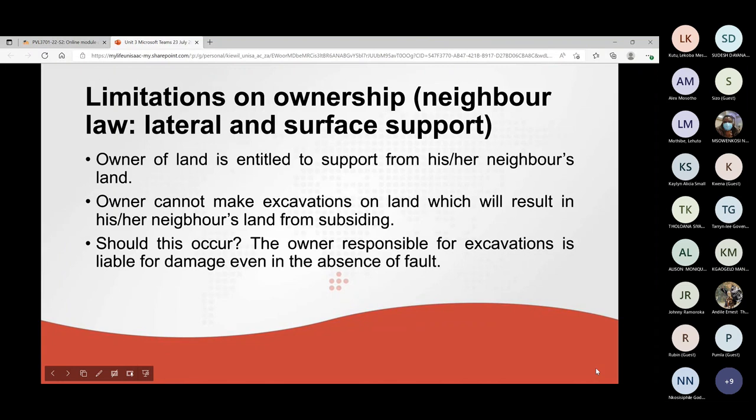Now, we are still dealing with neighbor law, and what we will be focusing on next is lateral and surface support. If you are the owner of land, you are entitled to support from your neighbor's land. You as an owner cannot make excavations on your land which will have the result of your neighbor's land subsiding. If you do, you who are responsible for the excavations will be liable for damage, even in the absence of fault.